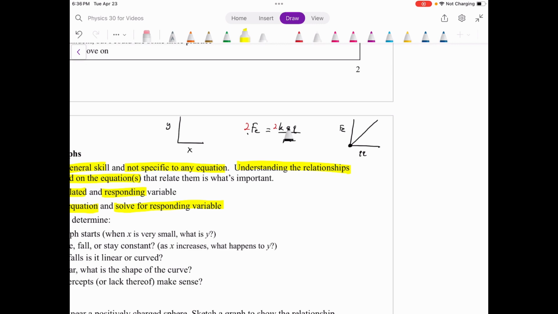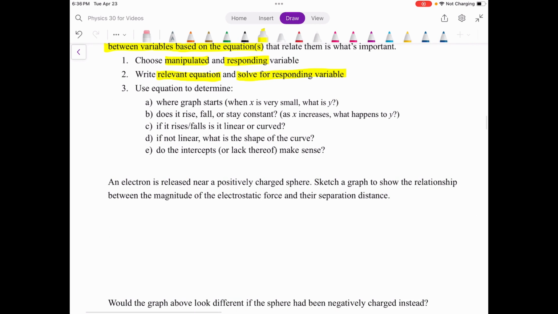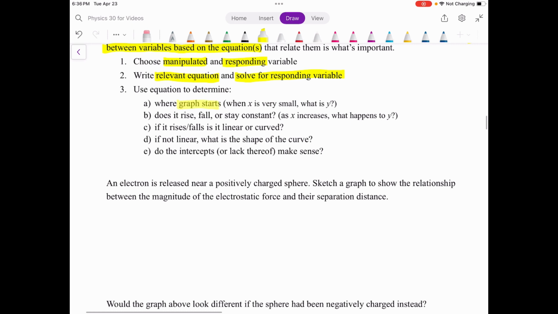Or if I made it smaller, what would happen to this? Isolating it for the responding variable just makes seeing that easier. And then ask yourself those questions that we just asked ourselves, right? Where does the graph start? Meaning, when x, our manipulated variable, is very small, what will y be? Will it be very big? Will it be 0? Will it be very small? What will y be when x is very small?